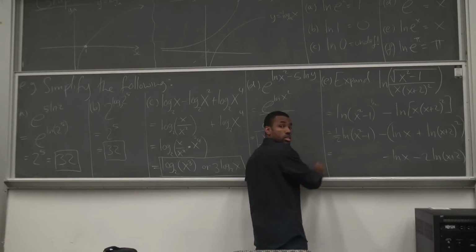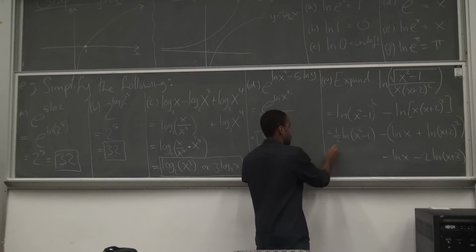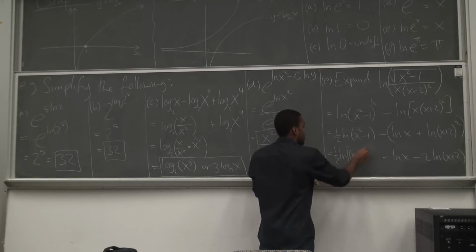Can I do anything to this? X squared minus 1. So this is actually x plus 1 times x minus 1.